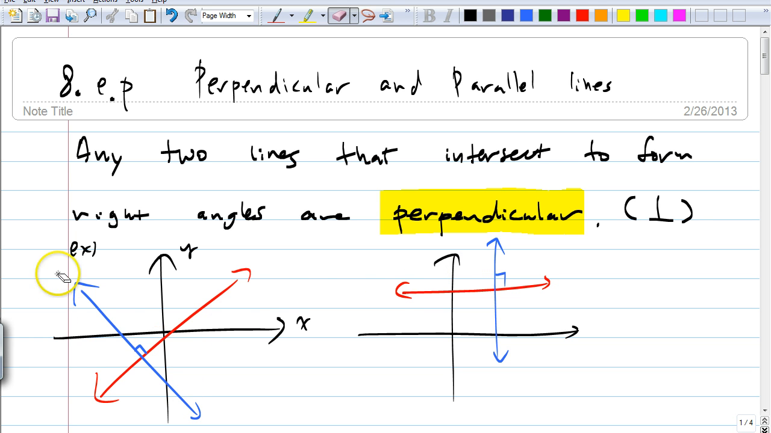But they don't have to be horizontal and vertical. It could be like this, right? So write that down. Here's some examples of perpendicular lines. Okay. So what about parallel lines then? What kind of lines are parallel lines? Carolyn. They're even and they never touch. That's right. They do not intersect.